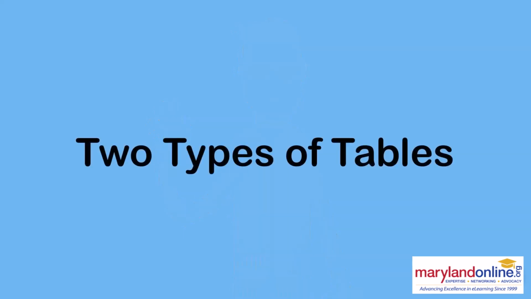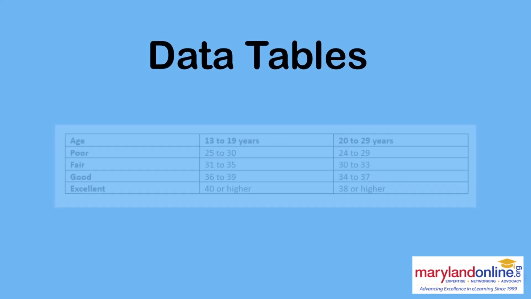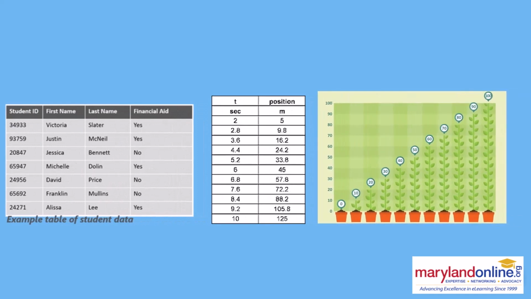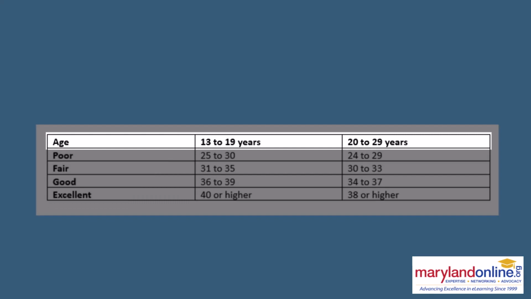There are two types of web page tables. Data tables organize information in a grid. Their purpose is to present logical relationships among text or numbers or images. Data tables are two-dimensional, columns for vertical and rows for horizontal.